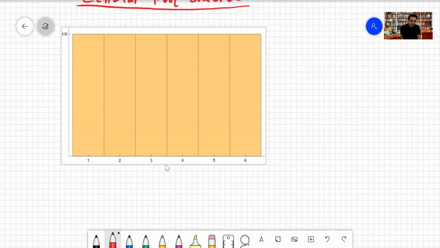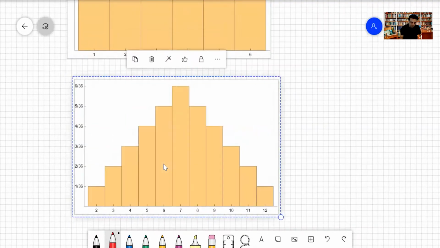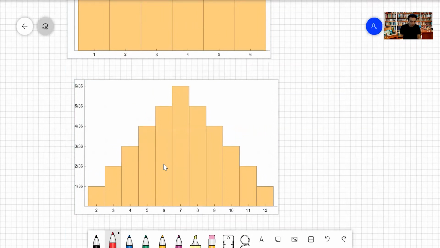But let's see about the sum of two dice. For the sum of two dice, we have now numbers between 2 and 12, but 2 can only be obtained in one way. It's 1 on both dice, so it has the lowest probability, 1 over 36, which is just the product of the probability to get one on each die, which is 1/6. So it's 1/6 times 1/6 equals 1/36. And same for 12. To get 12, we must have 6 on both dice. So again, the probability is 1/36.